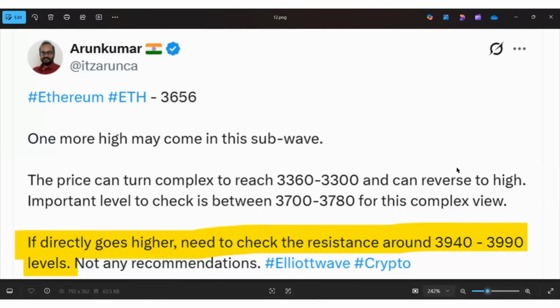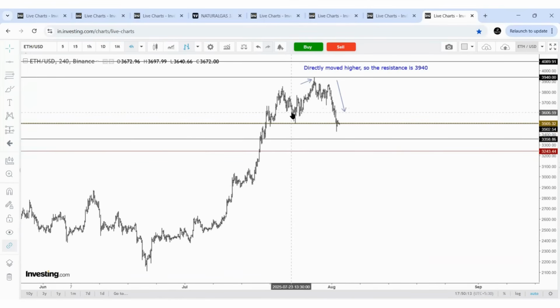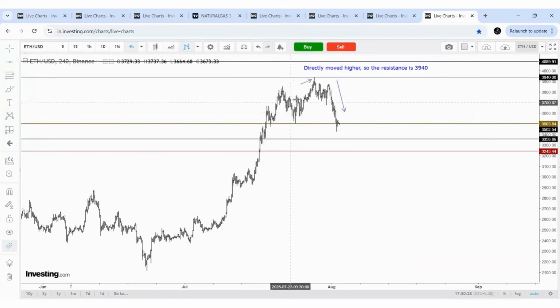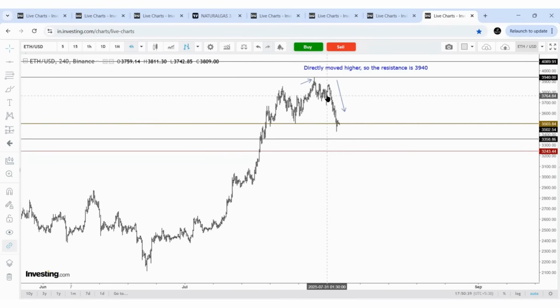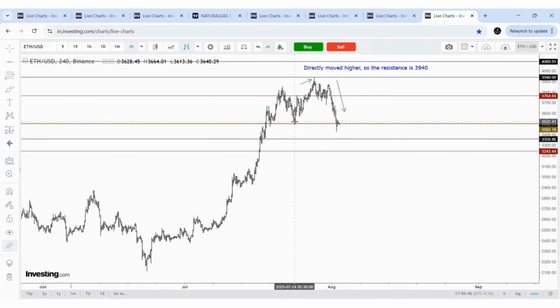Okay, I will show the chart now so you can understand. When it was trading here, I think, approximately 3,656, in this zone. And the important level to check is between 3,700 to 3,780 for this complex view. That means the price can come lower to 3,300 and then move higher. For that, you need to check the resistance of 3,700 to 3,780. And if you watch, the price exactly rejected at this point.